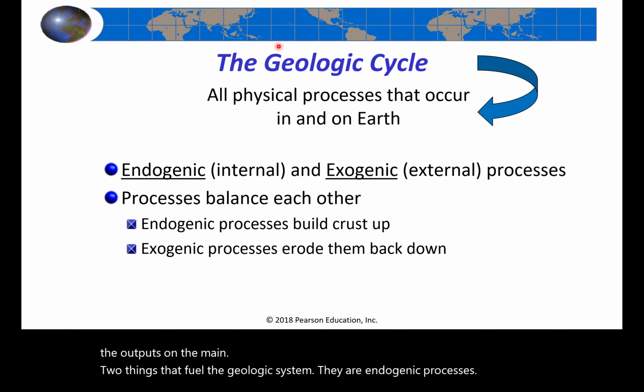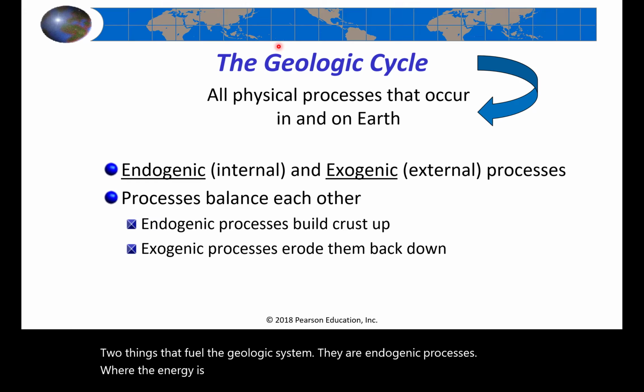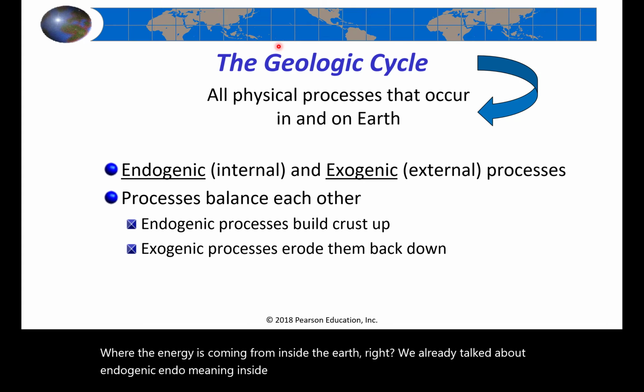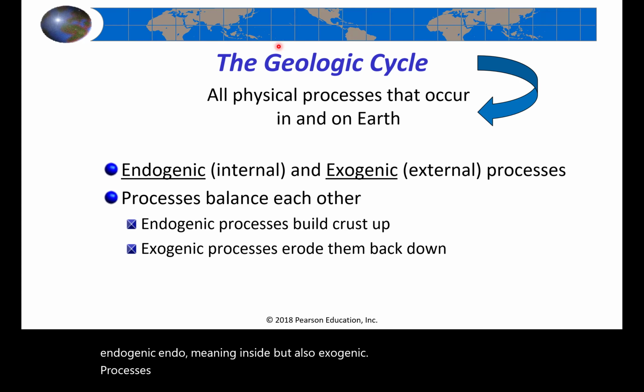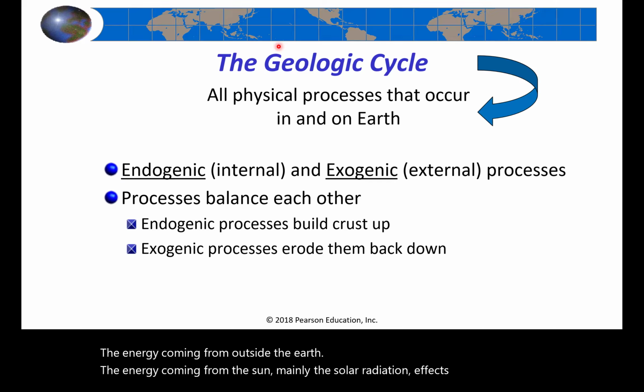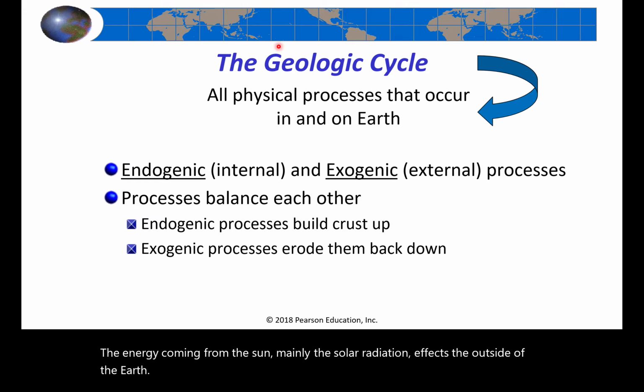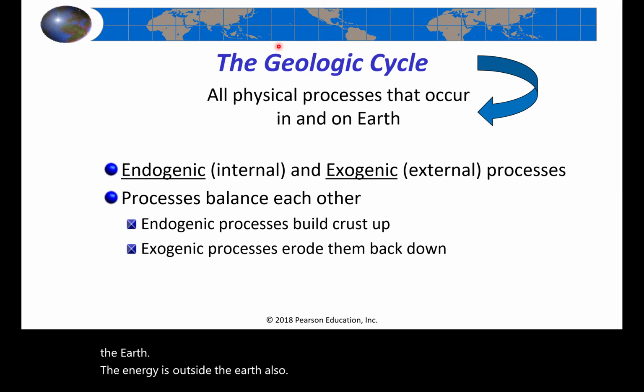where the energy is coming from inside the earth, right? We already talked about endogenic, endo meaning inside, but also exogenic processes, which are external, focusing on the outside of the earth, the energy coming from outside the earth, the energy coming from the sun, mainly. The solar radiation affects the outside of the earth.